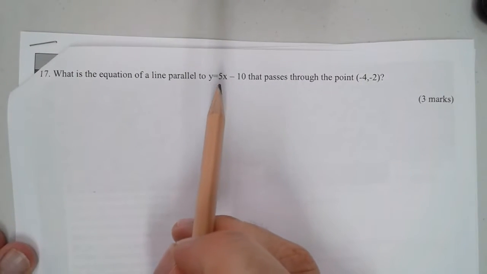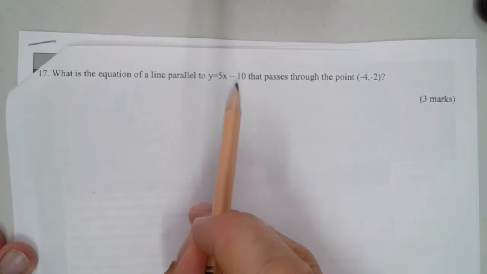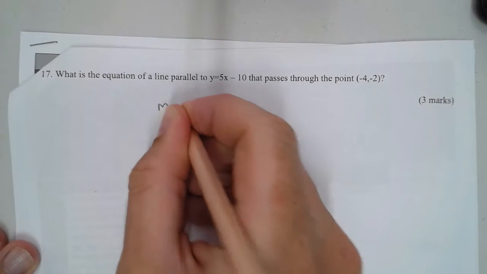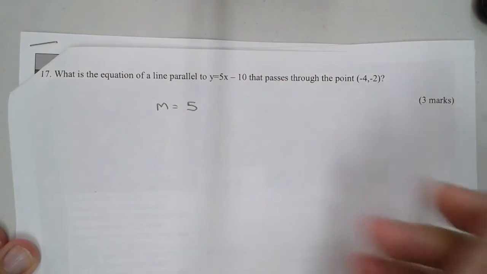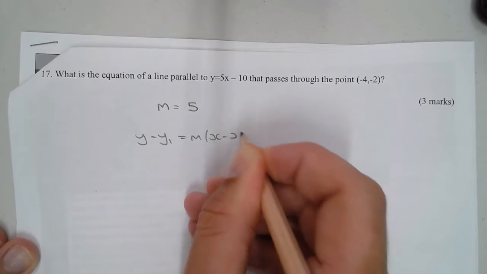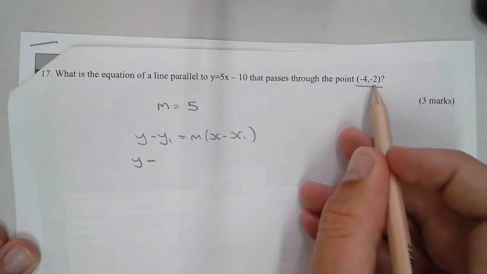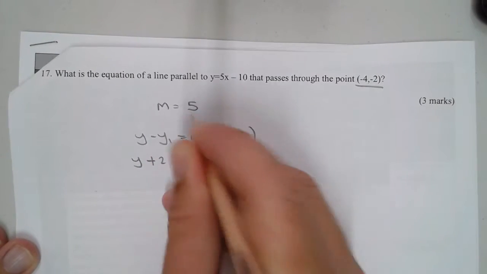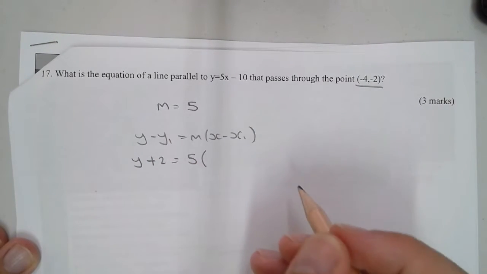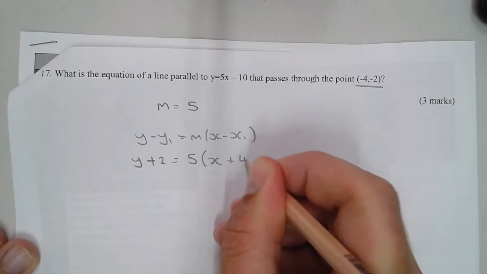Now our last question. What is the equation of a line parallel to y equals 5x minus 10 that passes through this point? Well, if it's parallel to this, that means the gradient must also be 5. To find the equation of a line, I'm going to use this one again. And I'm substituting in my points. So y take away y1, which becomes plus 2, equals m, which we found was 5. X take away, so that becomes plus 4.